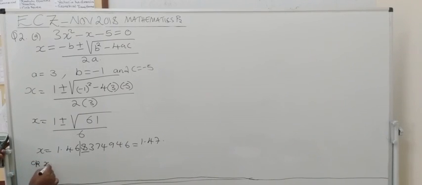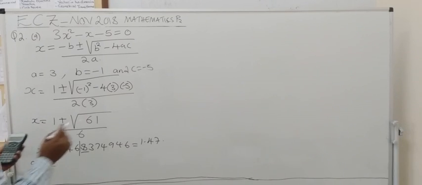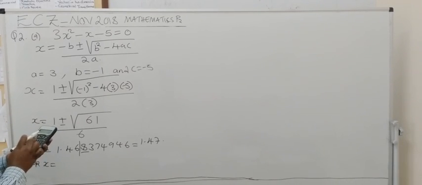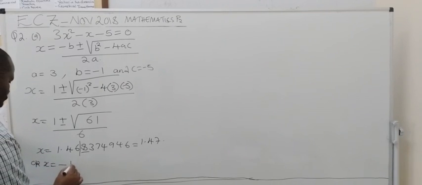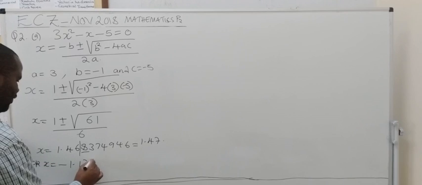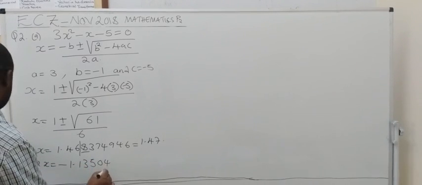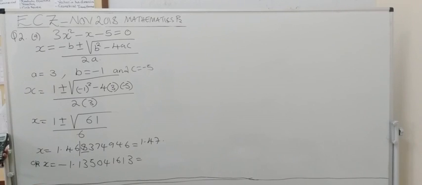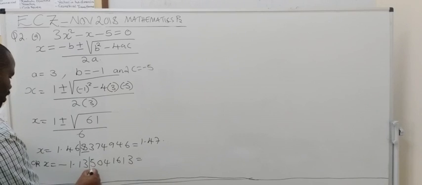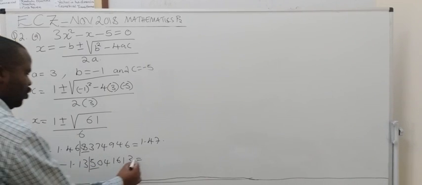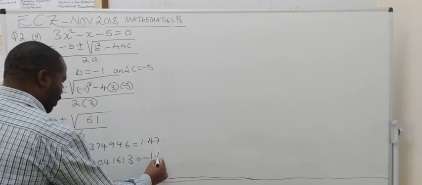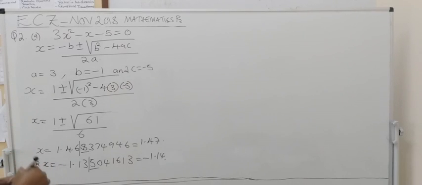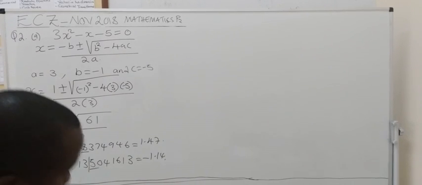Or x is equal to, we say 1 minus the square root of 61, divided by 6. You have got negative 1.135041613. Again, I round this off to 2 decimal places. 1, 2, we cut this one and consider 5 as 1. 1 plus 3, 4. So negative 1.14. And that is our answer. Okay? That is our answer. Now we go to B.